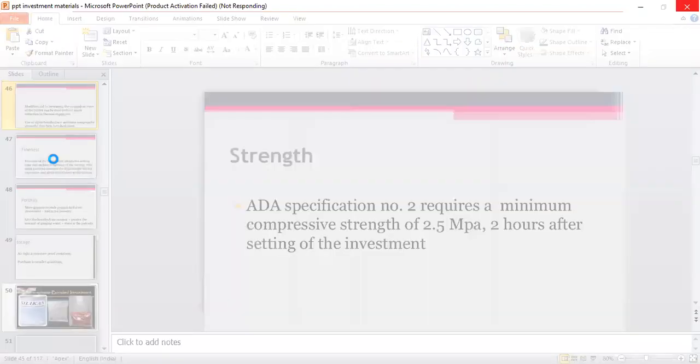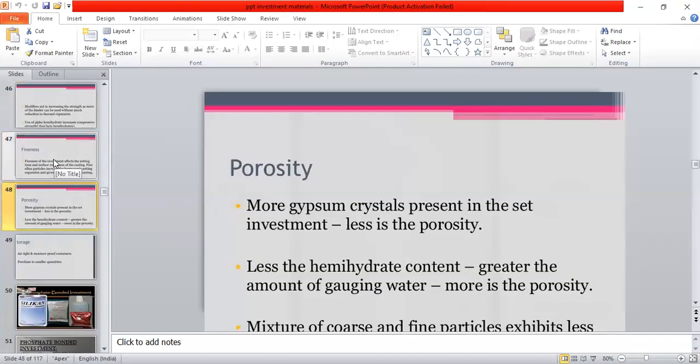So next comes their porosity. Then we will discuss their fineness. Then we will discuss their storage. So in porosity, the more gypsum crystals present in the set investment, the less is the porosity.